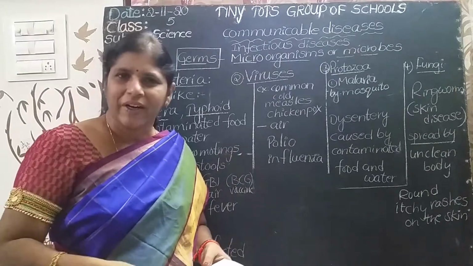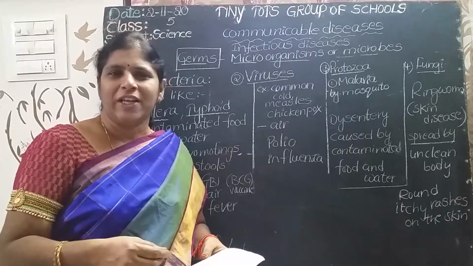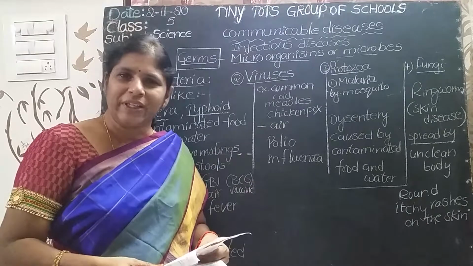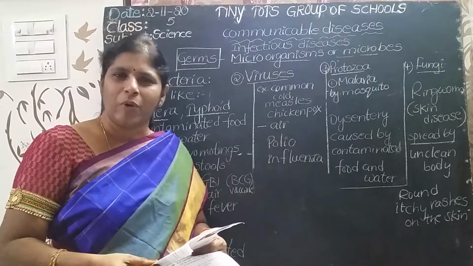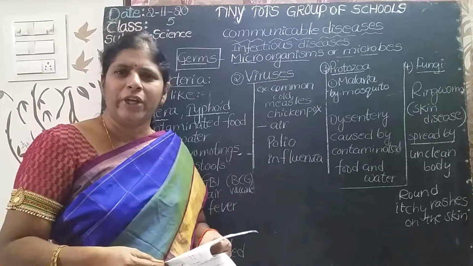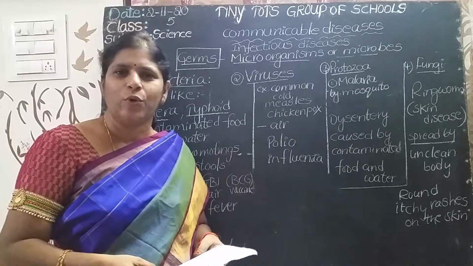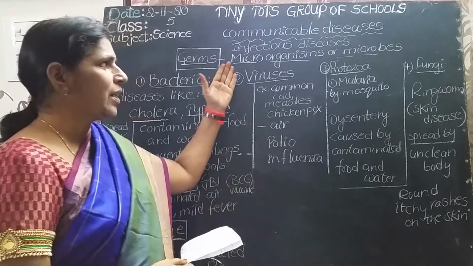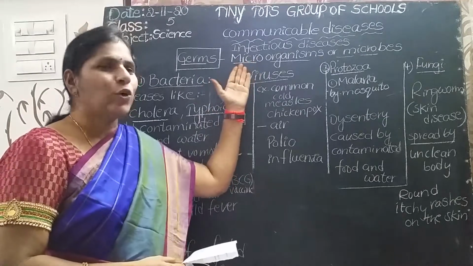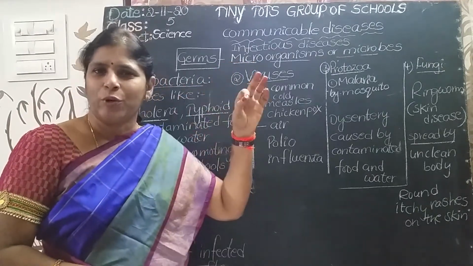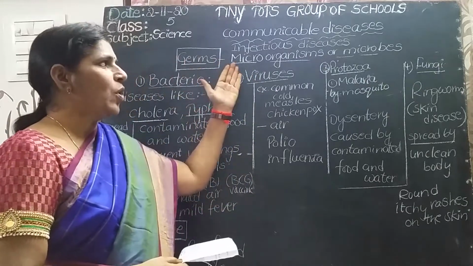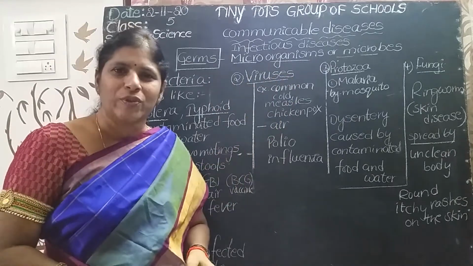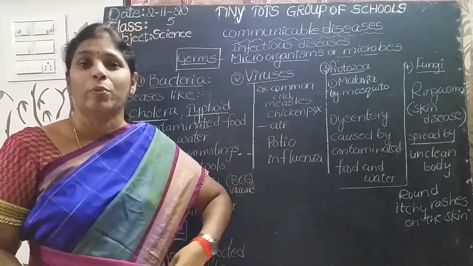We cannot see them with our naked eye. If you want to see them, you have to use a microscope. They may enter into your body. We can see them only with the help of a microscope, so they are called microorganisms. Micro means very small. So very small organisms are called microorganisms, or microbes. They may cause so many diseases.